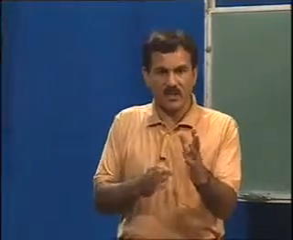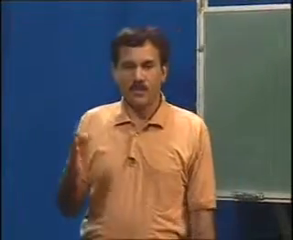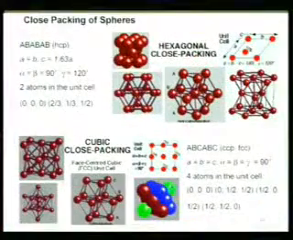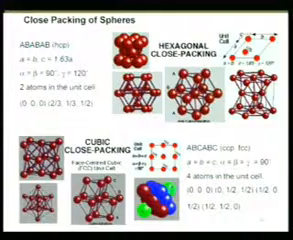And if we draw lines, we get the pattern known as the CCP, cubic close packing, or it is also known as the FCC, that is face centered cubic close packing.